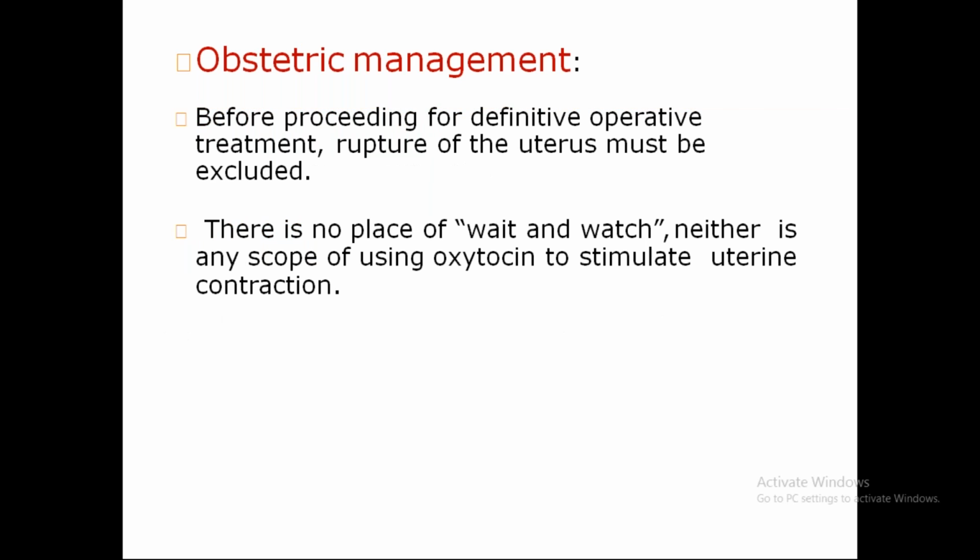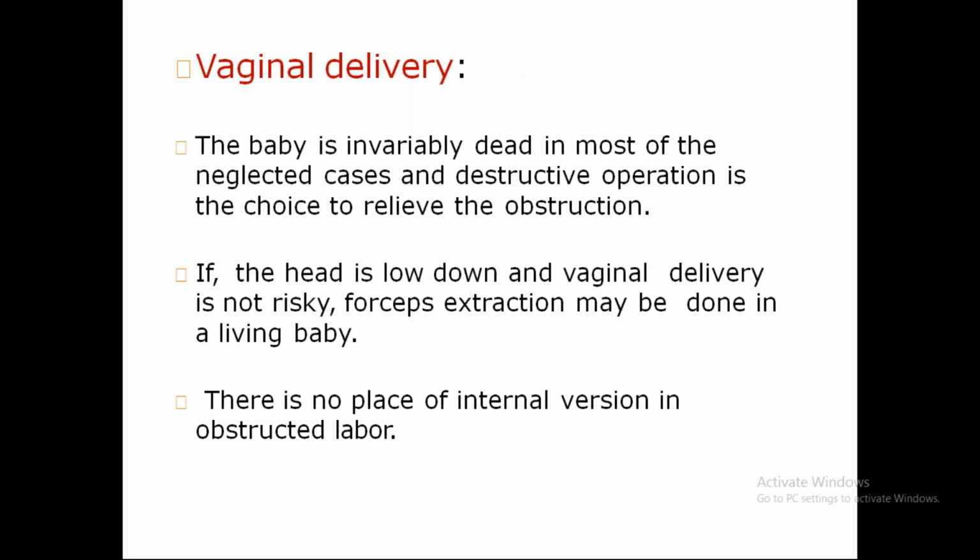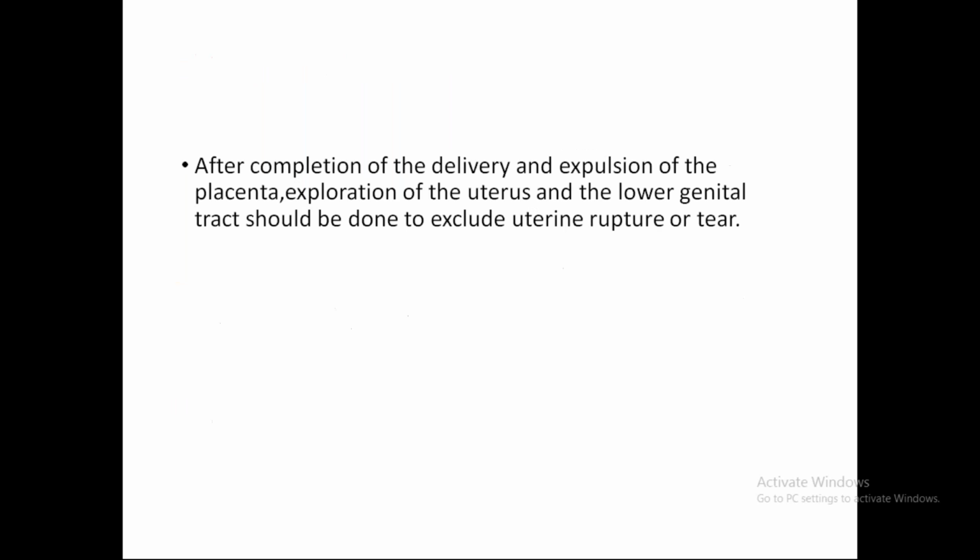Obstetrical management: a wait and watch policy is not advised. Immediately we have to take action and see whether there is any rupture. If the baby is good, we can go for cesarean section. Otherwise, if possible, forceps extraction and vaginal delivery can be allowed. There is no place for internal version. After the completion of the delivery and expulsion of the placenta, exploration of the uterus and lower genital tract should be done to exclude uterine rupture. Okay, thank you.